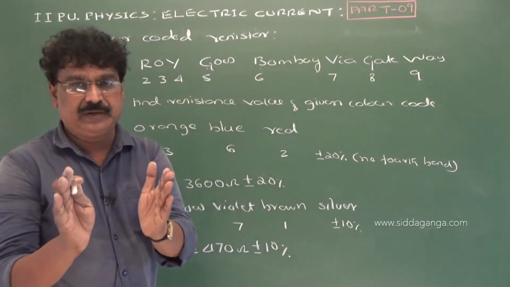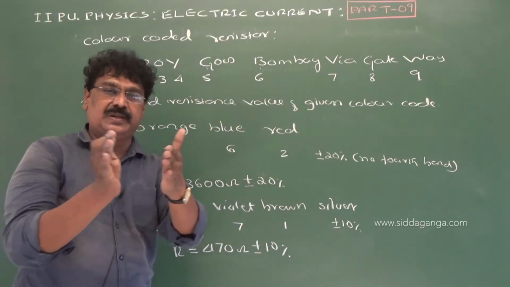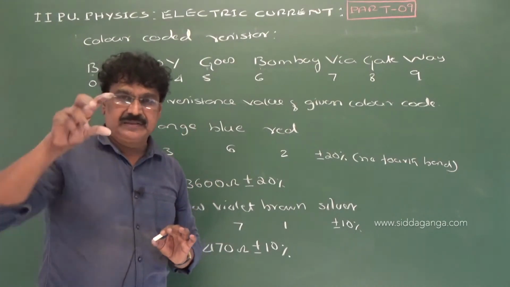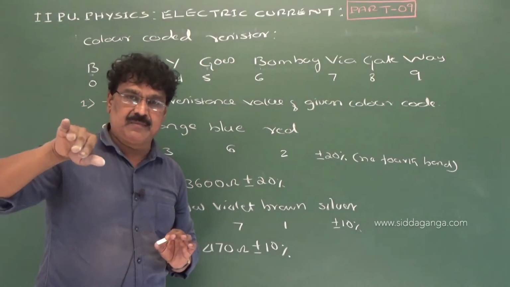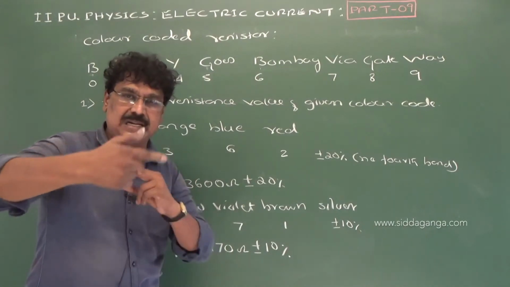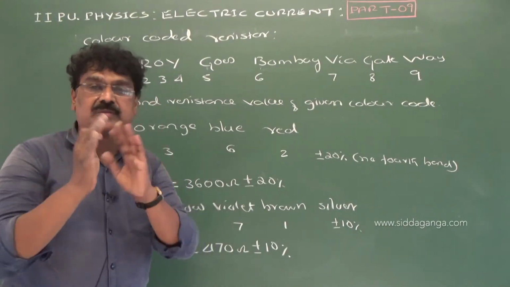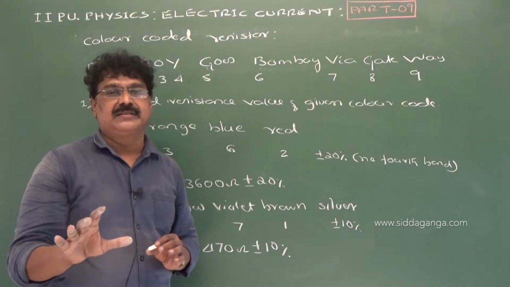First 2 colors represent first 2 digits of resistance value. Third color represents number of zeros to be followed or multiplication factor. Fourth band represents tolerance, right? That's all.